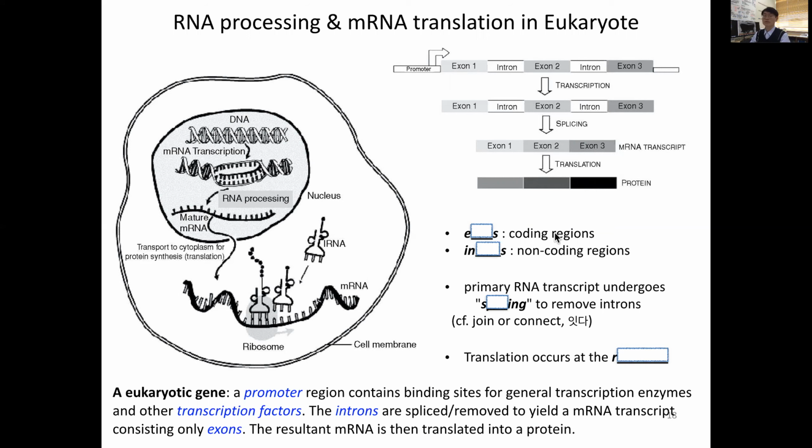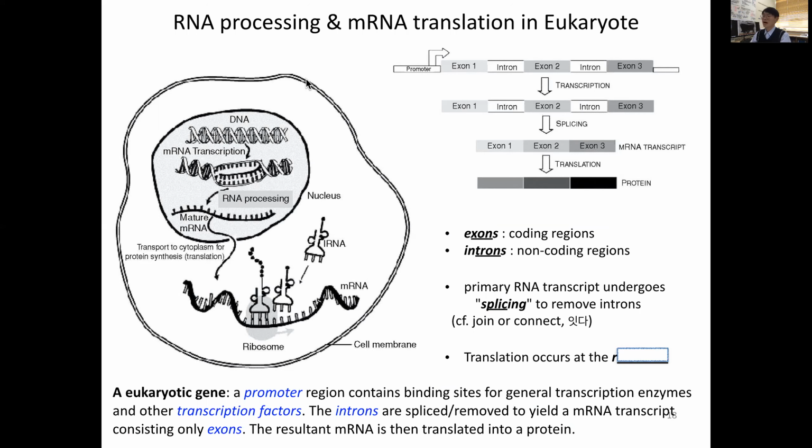So these coding regions of DNA we call exons, while non-coding regions we call introns. Primary RNA transcripts undergo splicing to remove unnecessary introns. And let's see how this happens inside a cell.